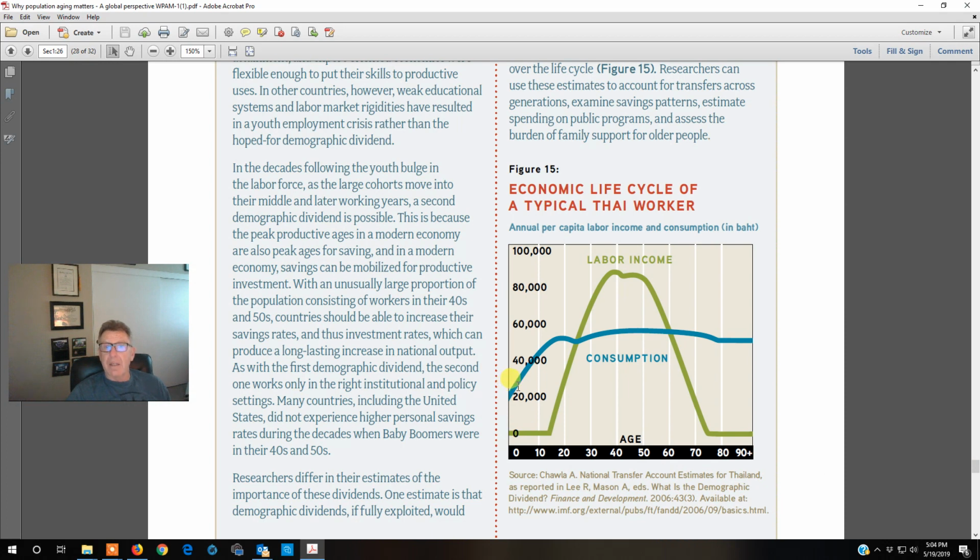We see in terms of our consumption, which is just all of our expenditures, that this does not go down as a function of age, but our contribution in terms of labor income hits a major peak and then declines like so.